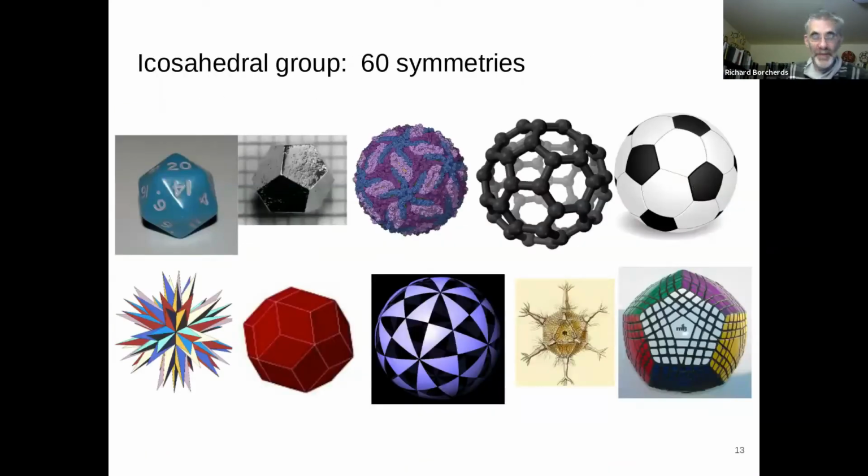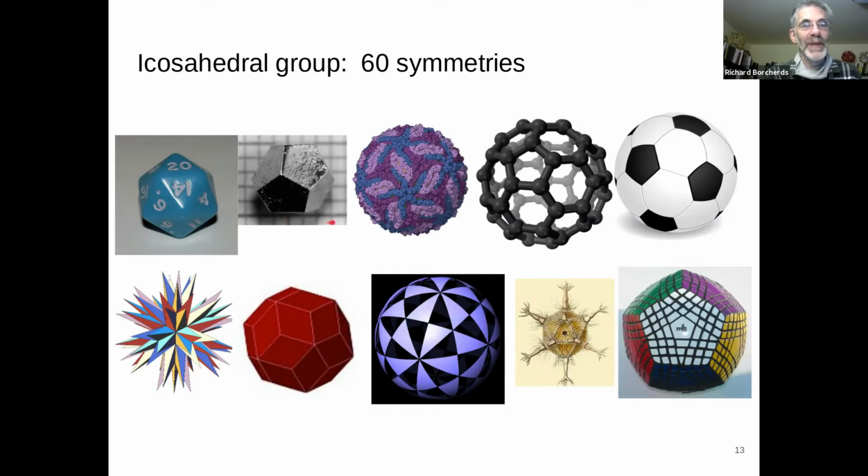Here's one example of one of the finite simple groups. First of all, there are some rather uninteresting finite simple groups, which are just the cyclic groups of prime power order. The first simple group that isn't of prime power order is the group of rotations of an icosahedron. So here's a collection of objects with that symmetry group.